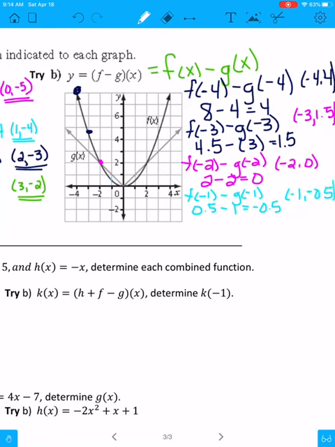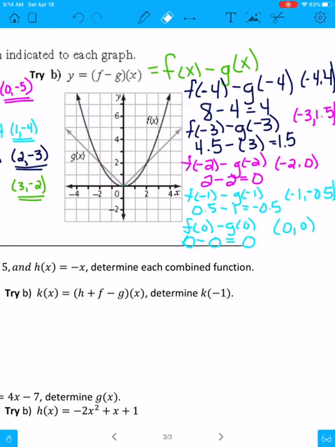And we're just going to keep doing that. f of 0 minus g of 0. f of 0 and g of 0 are zeros. So I'm going to get 0 minus 0, which is 0. So I have coordinate 0, 0. So I'm going to sketch that half. Whoa, I meant to press the eraser.